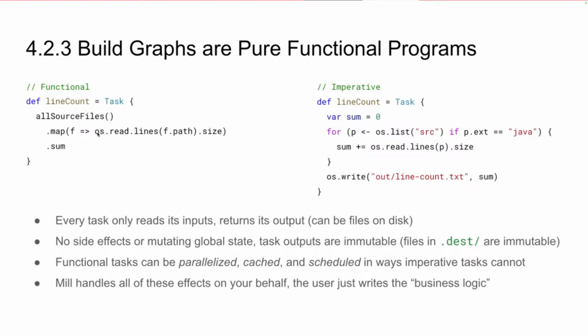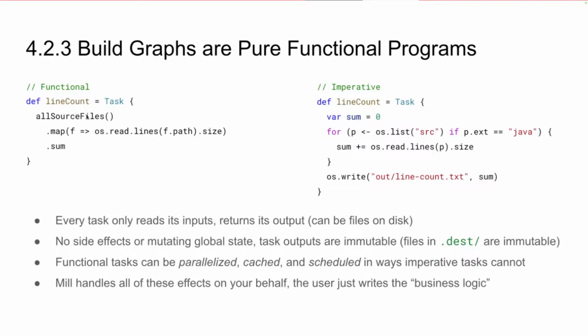What's the difference between the two is that although they both have the same logic, really, on the one on the left, we don't just read and write to random places on disk. We only read the things that are given to us as parameters, and we only return the value at the end that we computed. So that means that we are not doing any side effects of mutating global state ourselves, and even things like files in the .dest folder are not global state anymore, because you're not meant to write to other people's destination folders. You only write to your own.